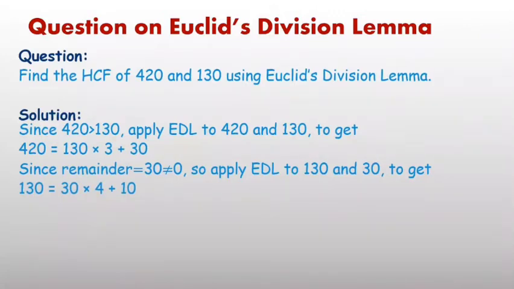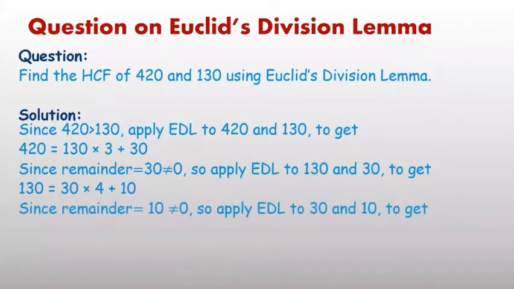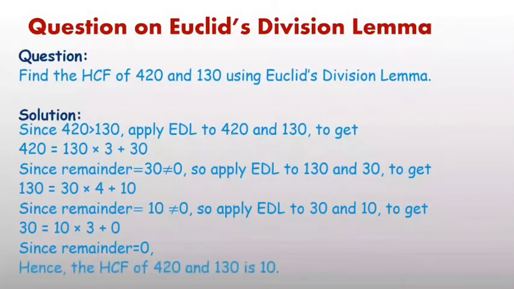Again the remainder is not equal to 0. So apply Euclid's division lemma to the divisor and remainder at this step, means apply it to 30 and 10. You will get the result as 30 equal to 10 into 3 plus 0. Now you can observe here the remainder is 0, and the step in which the remainder is 0, the divisor is the HCF of the given numbers, means here the divisor is 10. So 10 is the HCF of 420 and 130.